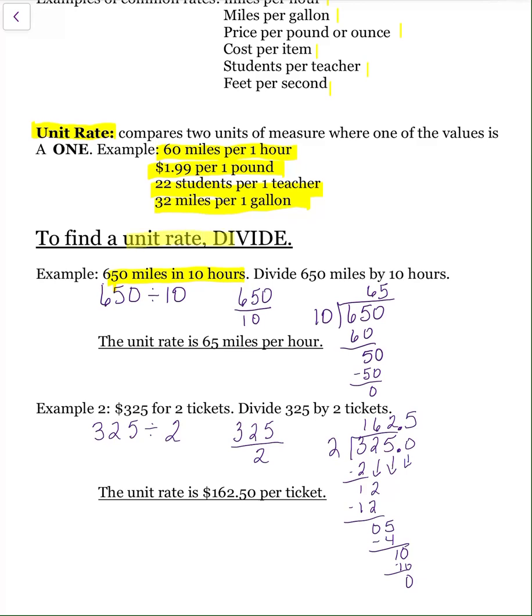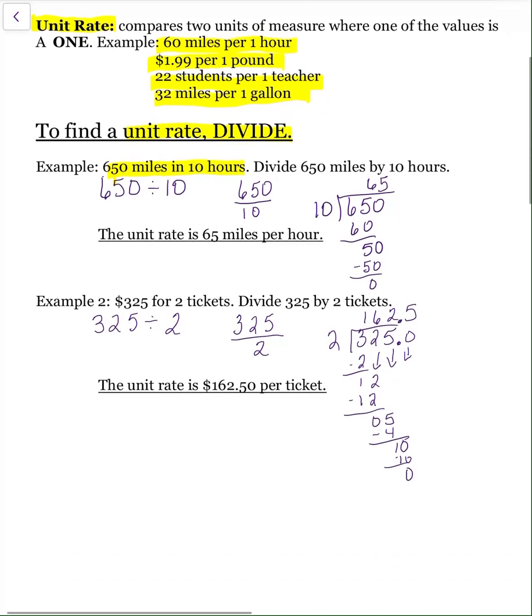So to find the unit rate, we have to divide. We can write 650 divided by 10, like this. We can write it as a fraction, or we can write it like we're actually going to divide it. 650 divided by 10 would give us the unit rate of 65 miles per hour. So if I go 650 miles in 10 hours, I'm going about 65 miles per hour. That would be the unit rate.